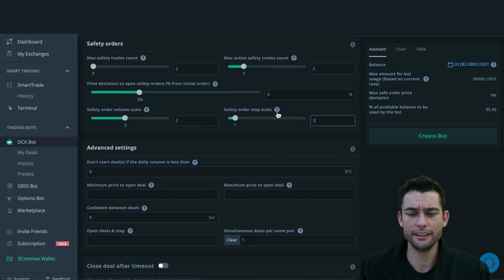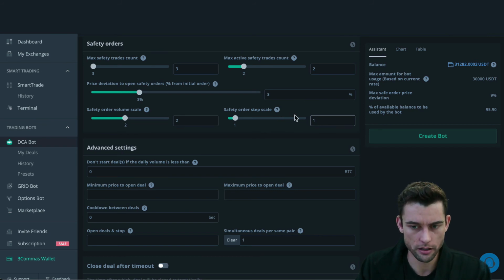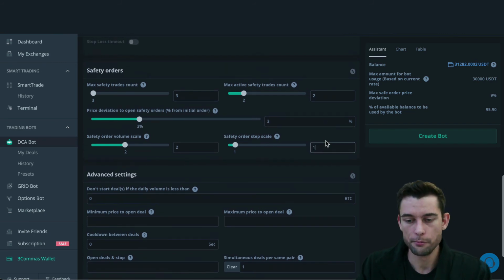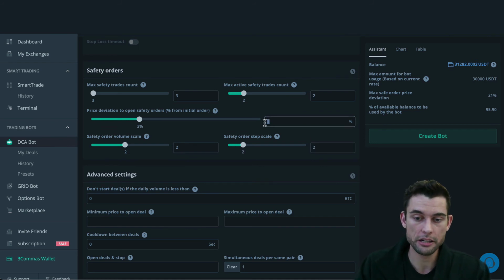We're going to go over this in another video. This is a little bit more advanced, so we're going to save some time and not go over it, but you could just keep this at 1. Pretty much what this means is that if this was at 2, then your first safety order would be 3% below your base price, and then your next safety order would be 2 times 3, so it would be 6. And then your third safety order would be 2 times 6. So having this on 2 is absolutely ridiculous. We're going to keep this at 1.